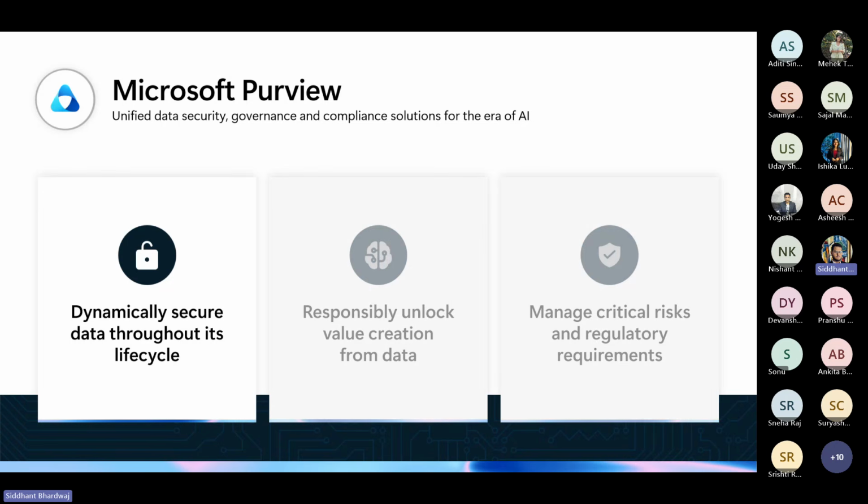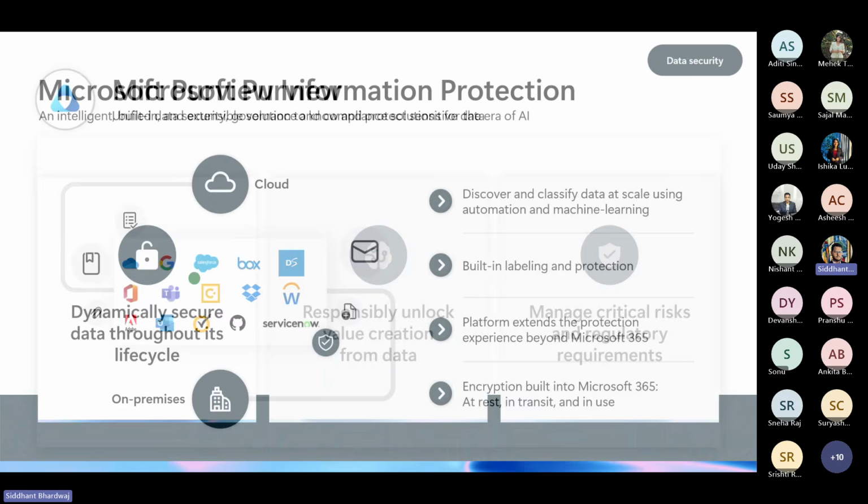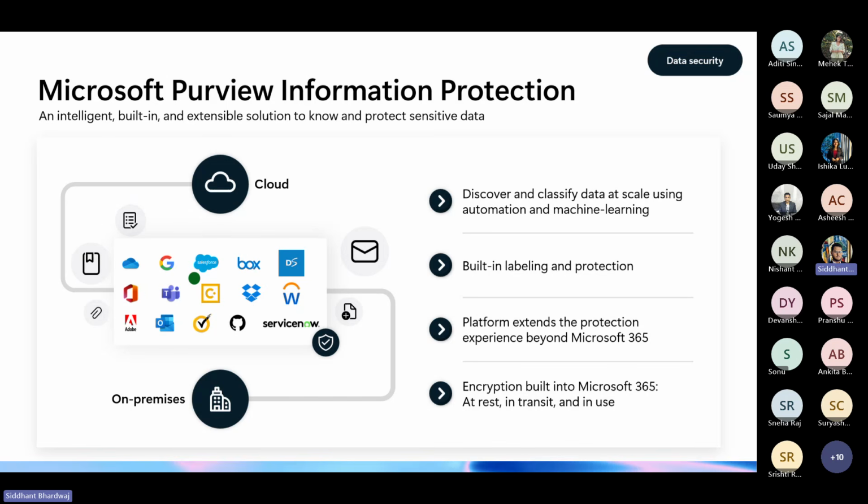Now, when we talk about dynamically securing our data throughout its life cycle, as I said, it is an important word. We look into all the different architectures and applications that Microsoft Purview has. The first one is Information Protection, which is a built-in intelligent solution to protect your data. As the name suggests, Microsoft Purview Information Protection helps us classify and discover where data is residing, and it utilizes automation and machine learning to do it. It has built-in labeling and protections.